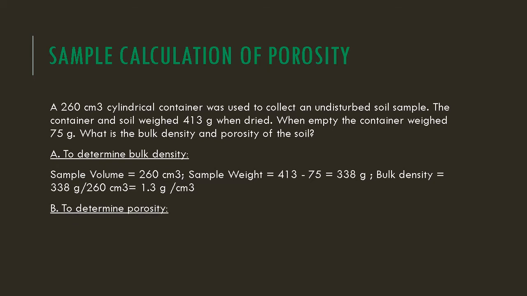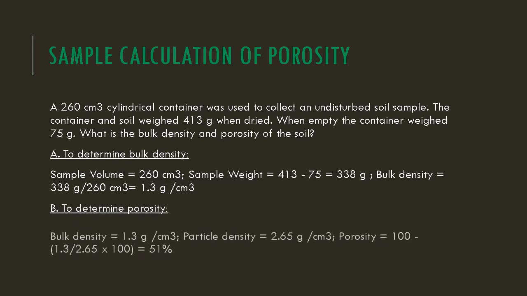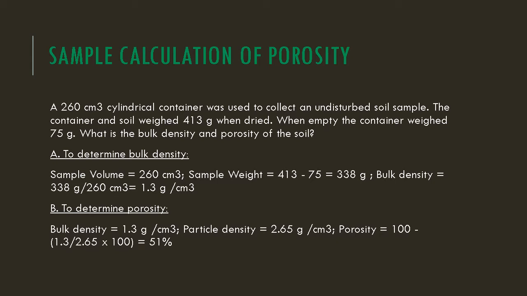In determining the soil porosity, we have been given the bulk density to be 1.3 grams per centimeter cube, and the particle density in most soils, remember when we mentioned quartz being the dominant mineral matter in a soil, is 2.65 grams per centimeter cube. So the porosity is equal to 100 minus the value of bulk density divided by 2.65 times 100, and the answer is 51%.